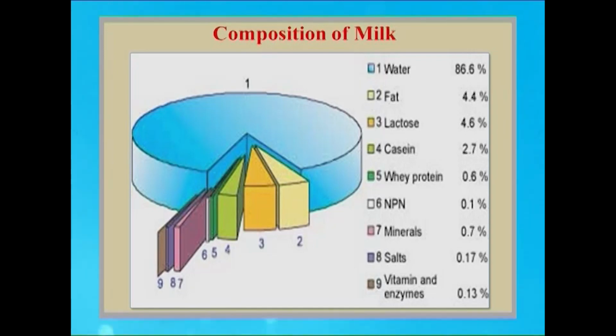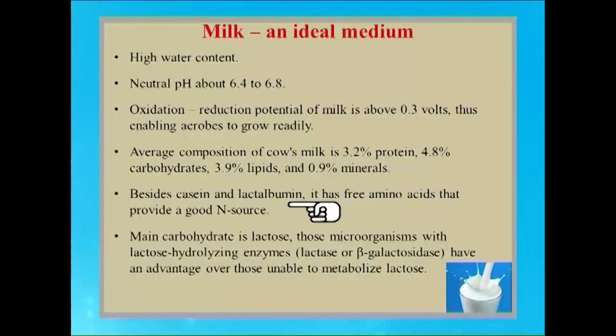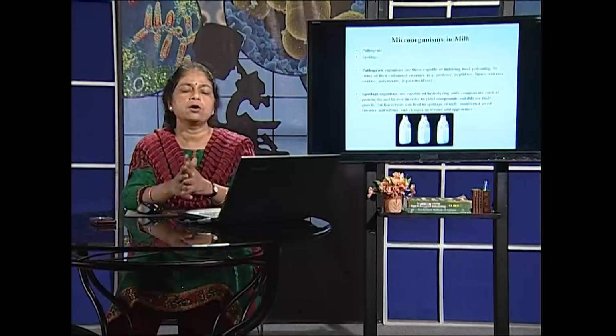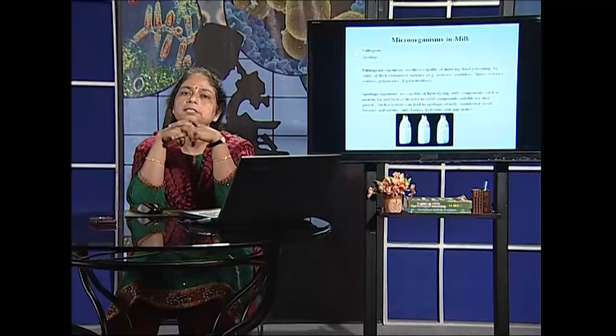Lots of other things are there in the milk. Besides casein and lactoalbumin, it has amino acids, which are again a very good source of nitrogen. The main carbohydrate present in milk is lactose. Therefore, milk is a good substrate for those bacteria which are able to ferment lactose. However, those bacteria which are not able to ferment lactose do not spoil the milk because they are not able to grow in milk.